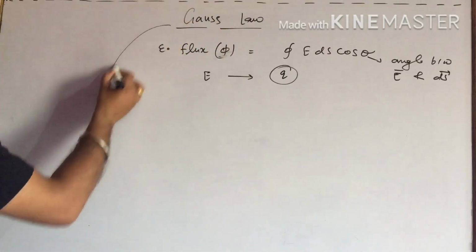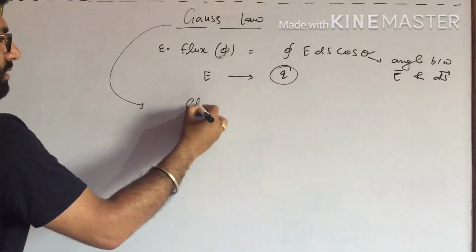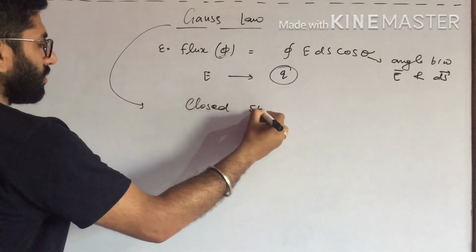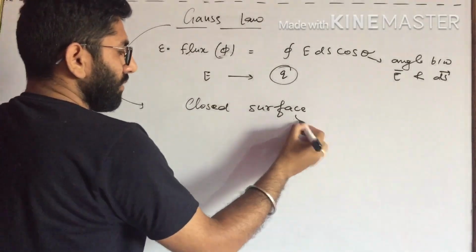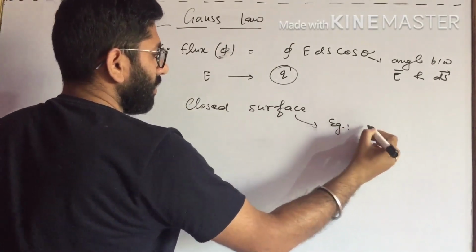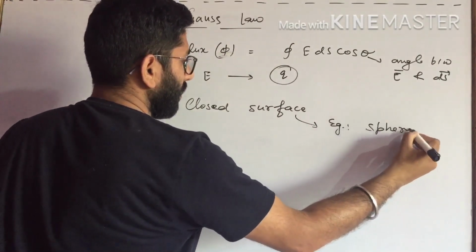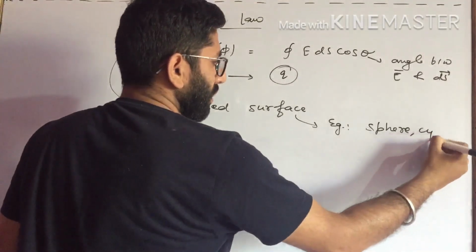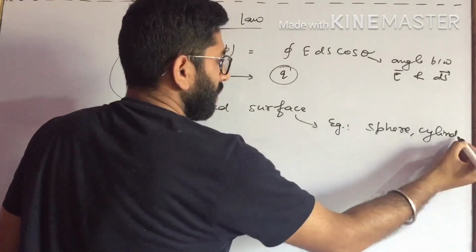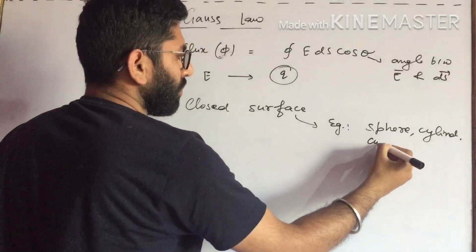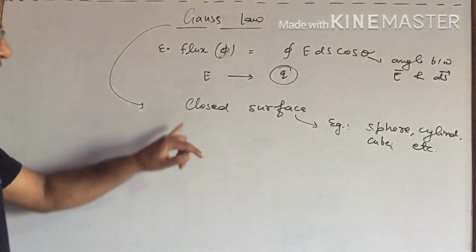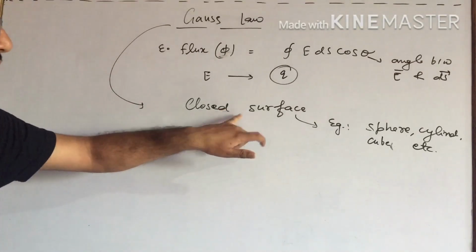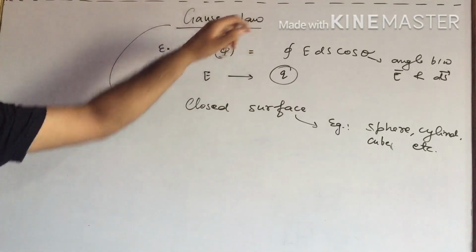This Gauss law is applicable to closed surfaces only. Closed surfaces means surfaces like a sphere, cylinder, and suppose a cube, etc. So any closed surface we can consider for which we can apply this Gauss law.